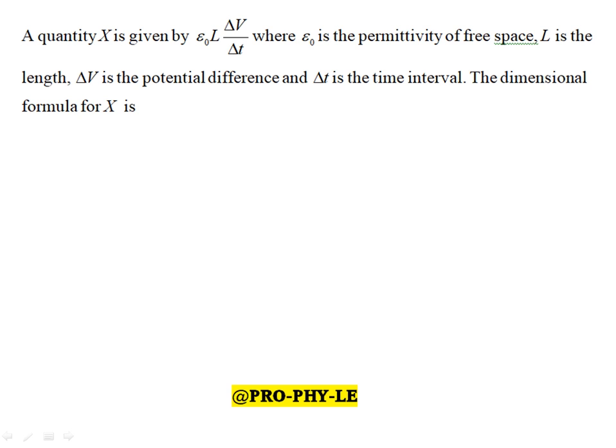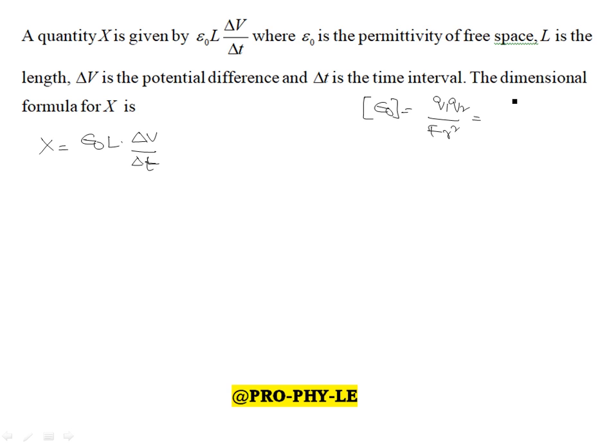There is a quantity x given by epsilon naught L into delta V by delta T. You are given like this: x is equal to epsilon naught L into delta V by delta T. Here L is length, delta V is potential difference, delta T is time, and epsilon naught is permittivity of free space. And just now we discussed epsilon naught, you can identify the epsilon naught dimensional formula from q1 q2 by f r square.